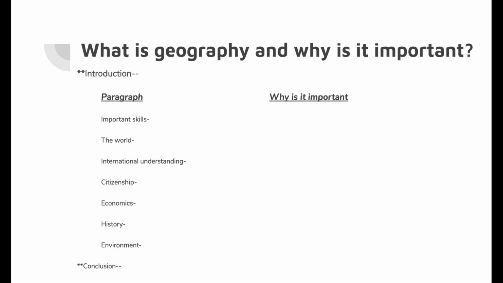But there are 7 paragraphs that are going to talk about why that particular topic is important when it comes to studying geography. So you will write down all 7 of the topics: important skills, the world, international understanding, citizenship, economics, history, and the environment. Across from that, you will log down why the author has stated it is important. And then you can read the conclusion.